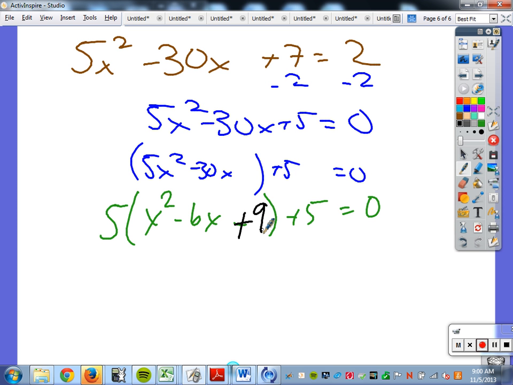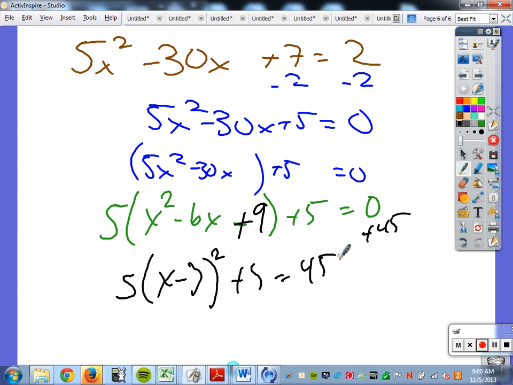Okay? So technically I added what to this side of the equation? So what can I do to the other side of the equation? Or you guys want me to put it on the one side like we've been doing, or put it on the other side? I'm going to put it on the other side. Okay? So, I need to add 45 over here. So, I am now at 5 times x minus 3 quantity squared plus 5 equals 45.